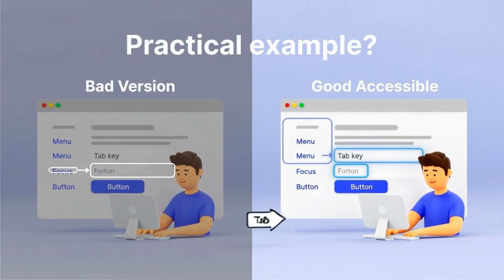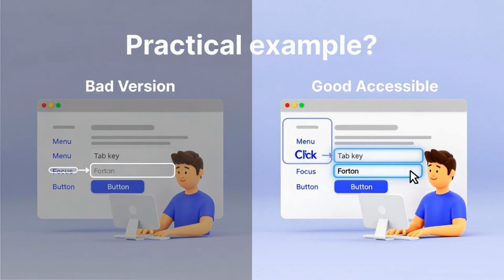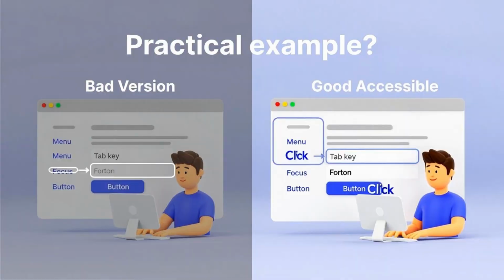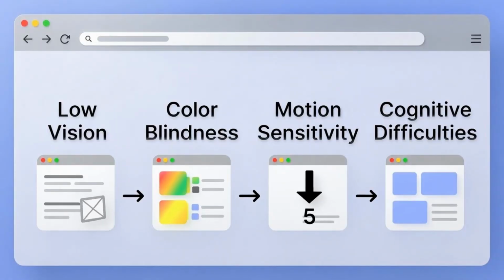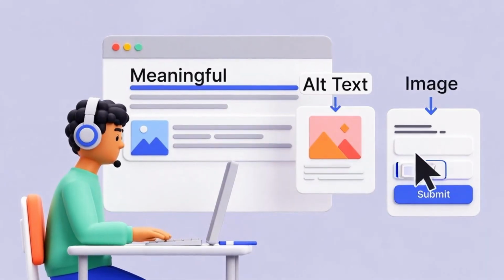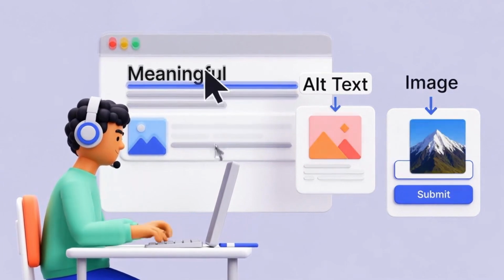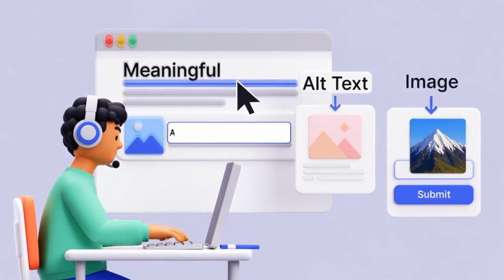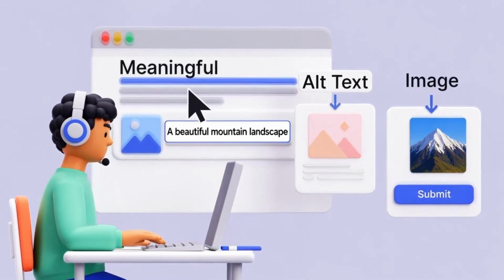For example, one user may not be able to use a mouse and may rely only on a keyboard. Another user may use a screen reader. Someone else may have low vision, color blindness, motion sensitivity, or cognitive difficulties. Accessibility means we do not ignore these users. Instead, we build websites in a way that gives them a meaningful and usable experience too.